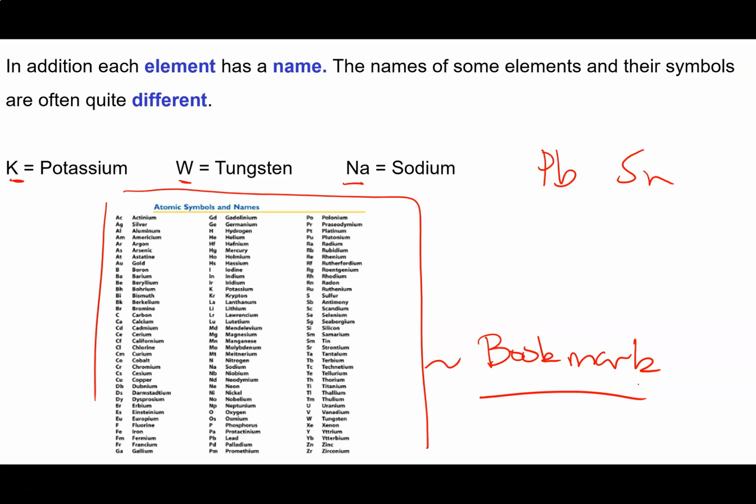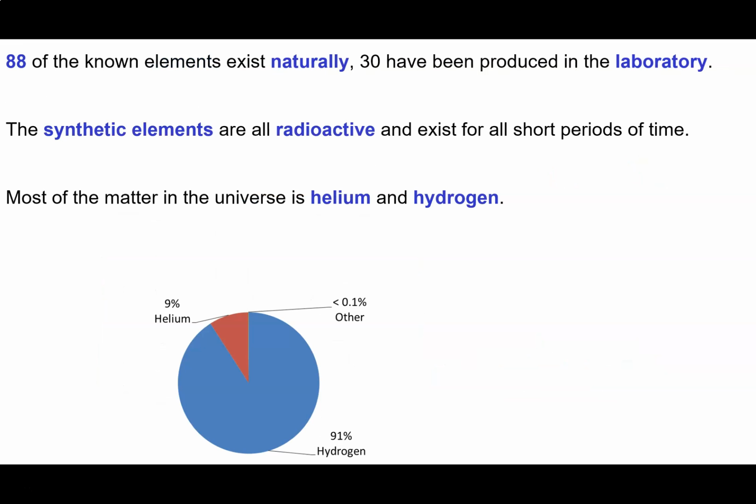Remember, everything that you're going to be doing in this class will be open notes, so you can use all of your resources. So you want to have your resources bookmarked and ready to go for when you're doing those quizzes, tests, and exams. Okay, only 88 of the known elements actually exist naturally.